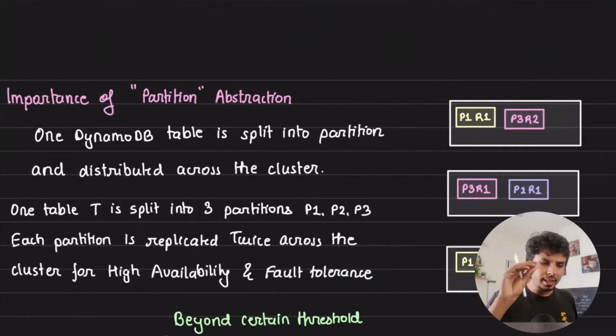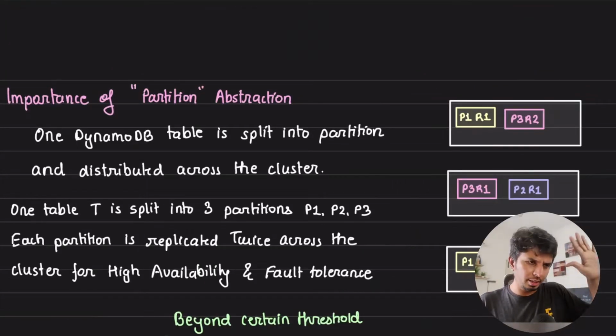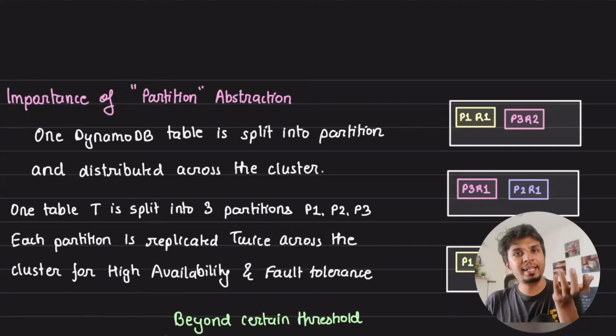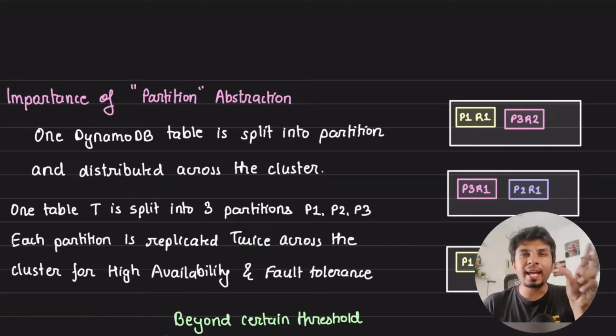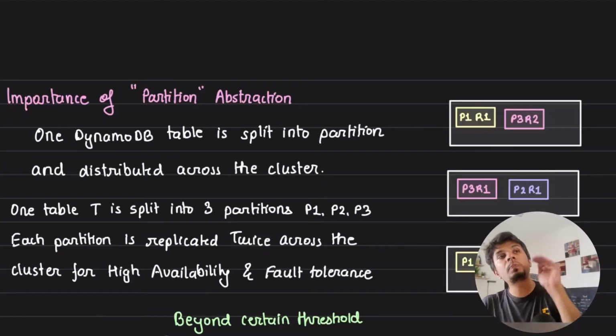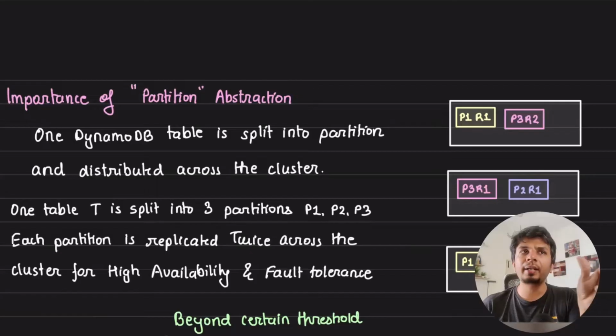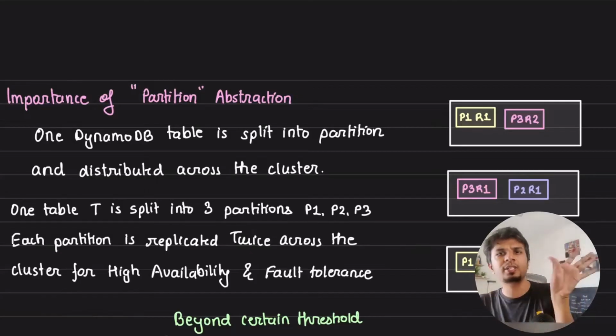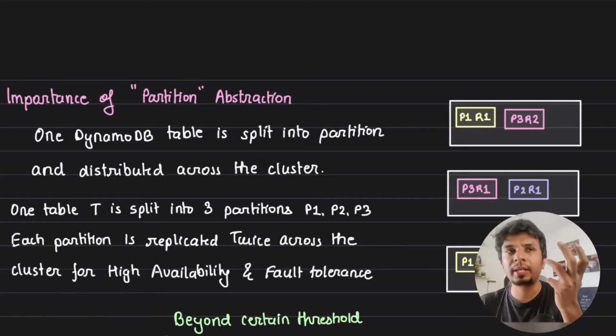Now, let's take a look. We're talking so much about partition. Let's take a look at why this abstraction is so important. Why did DynamoDB introduce this partition abstraction? Why can't they just store the entire table in one data node? What's the problem? Why do they have to split the table logically, and in this case even physically, into quote unquote partitions and then distribute it across the cluster? What advantage do they get?